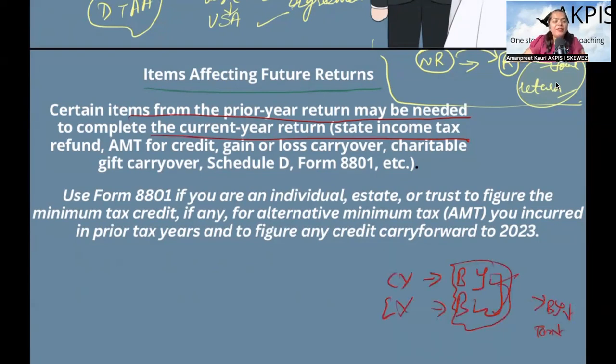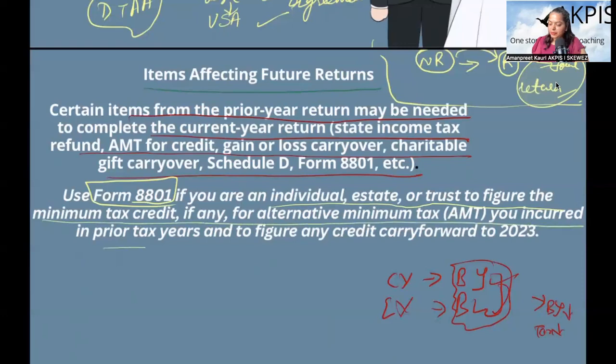So why are we emphasizing this particular aspect, the items of the prior year returns? They serve as the base for the current year or future year tax return for certain calculations which are directly connected with income and tax computation. There is one more form, that is Form 8801. If you're an individual, estate, or trust, you use it to figure the minimum tax credit, if any, for alternative minimum tax incurred in a prior year, and to figure any credit carried forward to 2023.